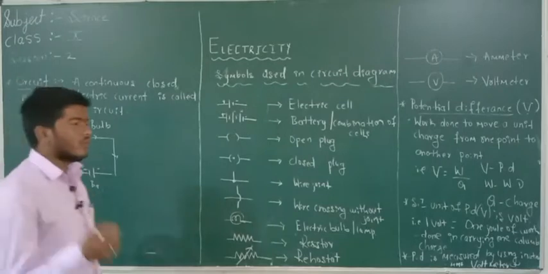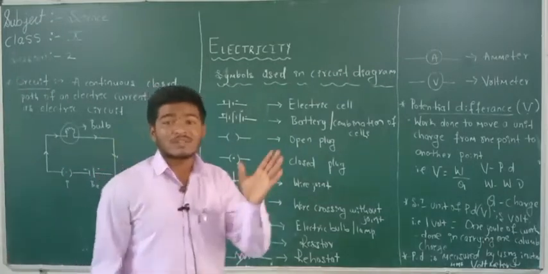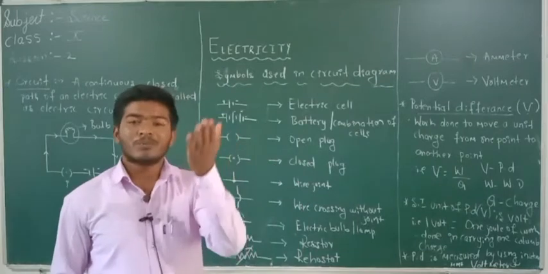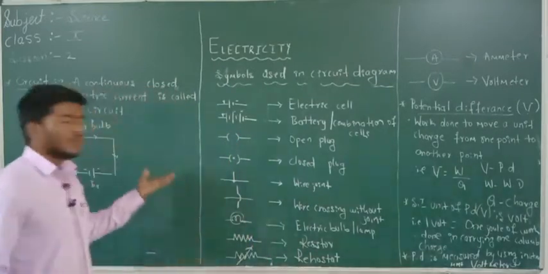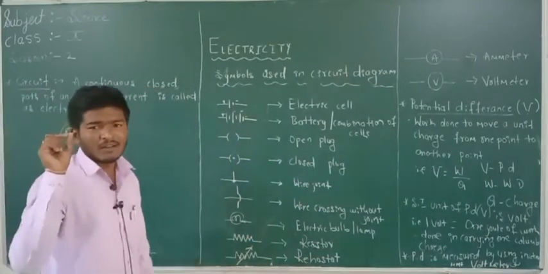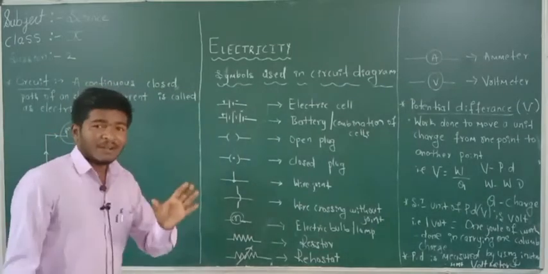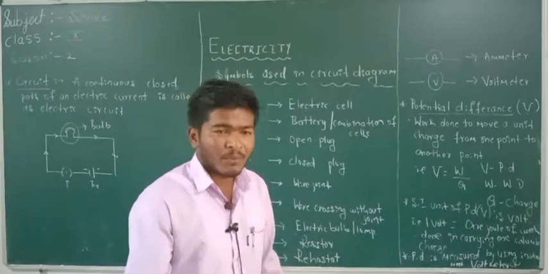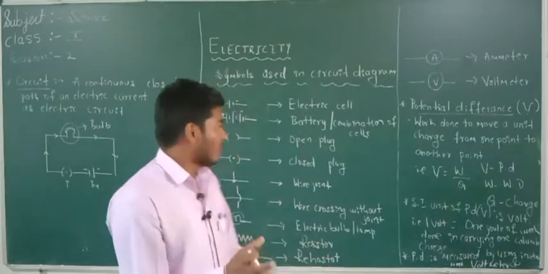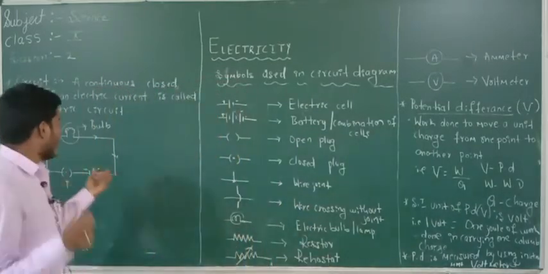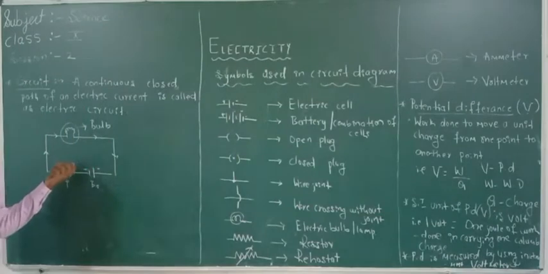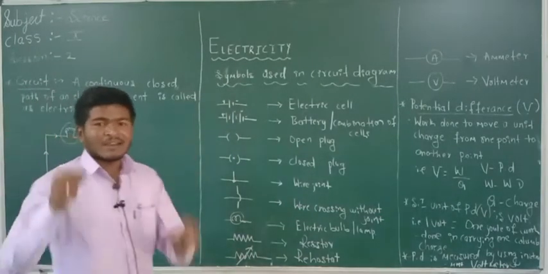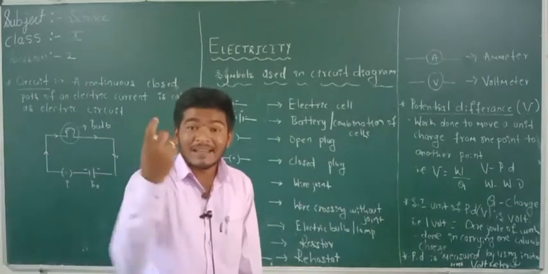Because when you look at the motherboards of a computer, or the motherboards of your mobile phone, the circuits are very small. But before inventing or making the mobile, they draw the circuit diagrams to adjust the mobile equipments in the motherboard.